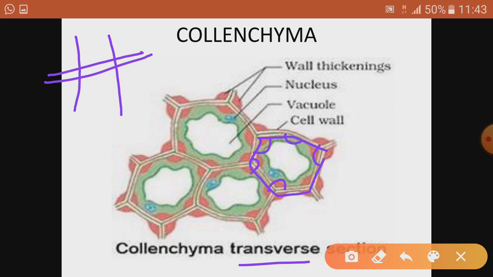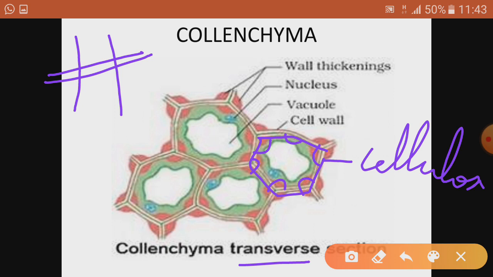prominently it is thick in the corners. At the corners it is very thick because of the deposition of the cellulose. This is cellulose which is present at the corners. Okay. And then vacuole is there, in every plant cell vacuoles are there, centrally located, nucleus is shifted towards the boundary line, or you can say periphery. In bio we say periphery, to the boundary.